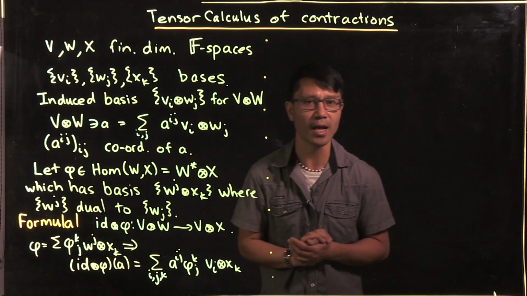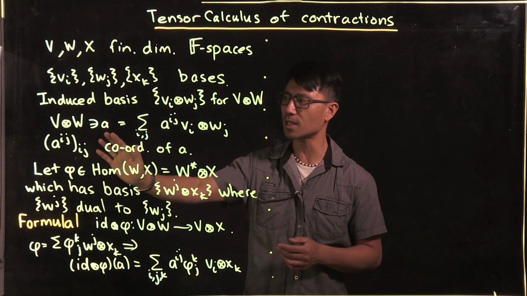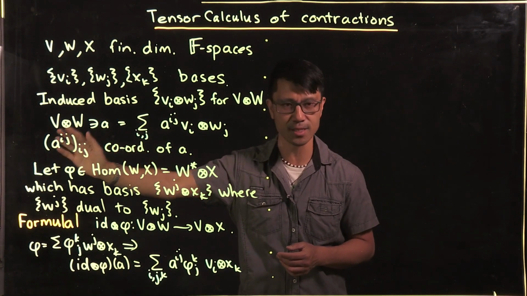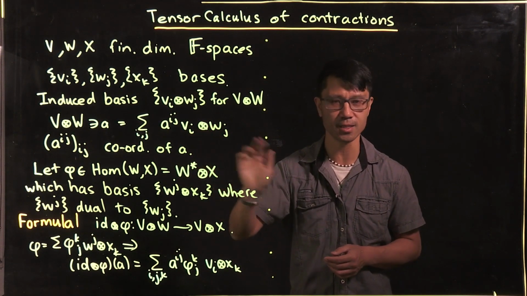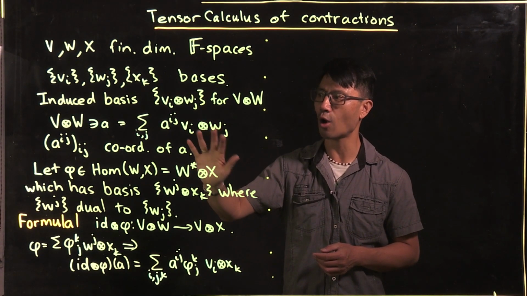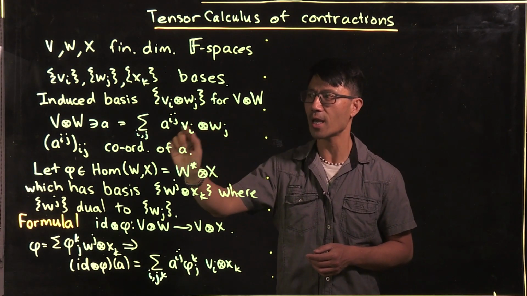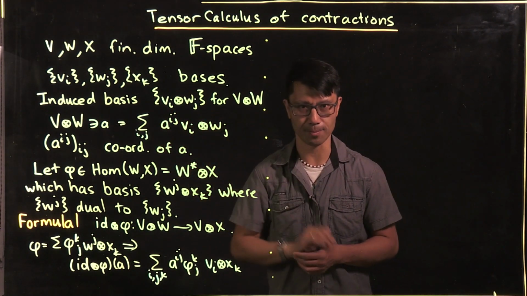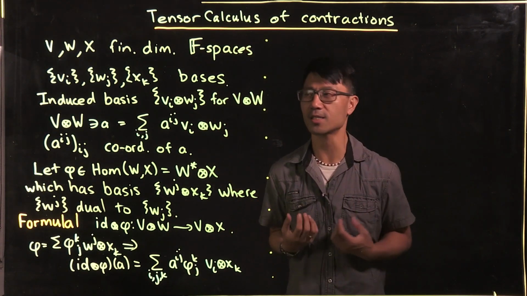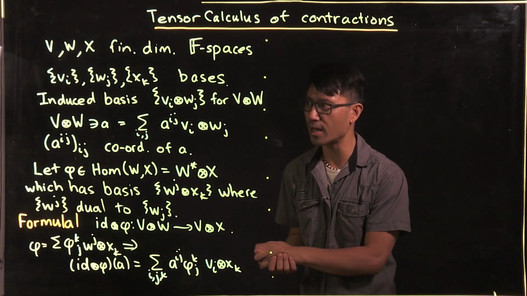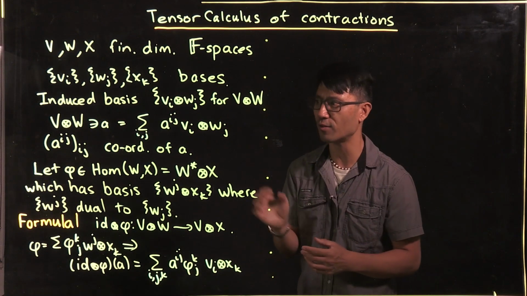What does it mean that that's an induced basis? In particular, it means that any element A inside this tensor product, you can write uniquely as a linear combination of these v_i tensor w_j. The coefficient of that v_i tensor w_j, I'll write as A upper ij. There's something very important in this tensor calculus which helps us do our calculations and keep track of a lot of information.